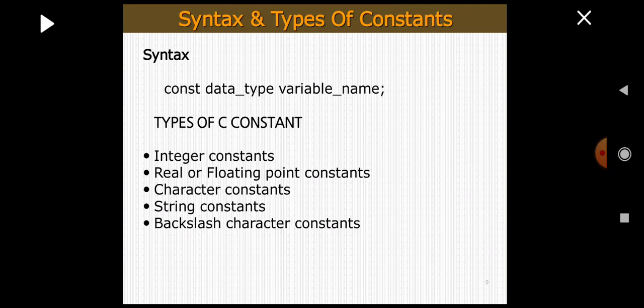The syntax is const, space, data type, space, variable name, space, semicolon, where const is a keyword and data type represents the type of values that the particular variable is going to hold. Variable name is an identifier and it is user defined. Next we'll see the types of constants: integer constants, real or floating point constants, character constants, string constants, and backslash character constants.